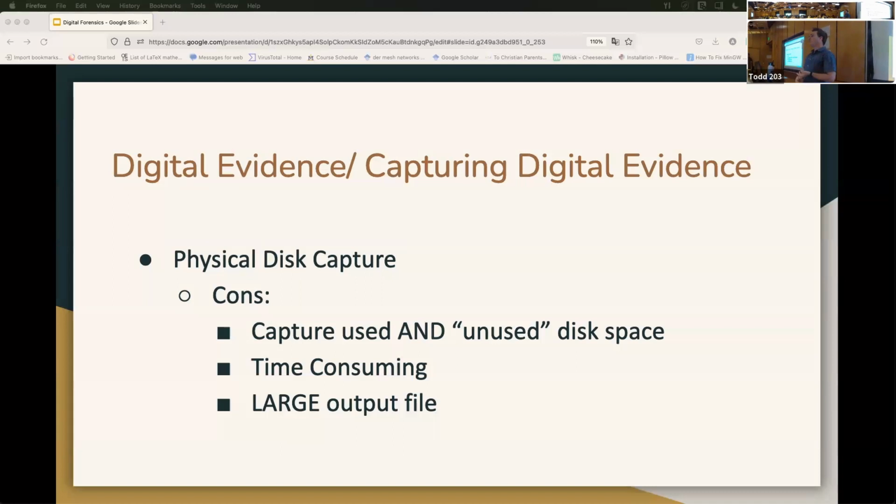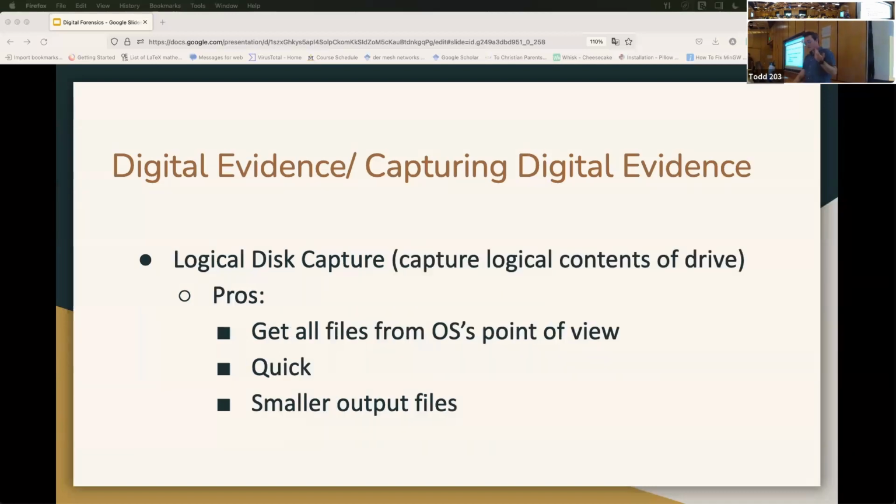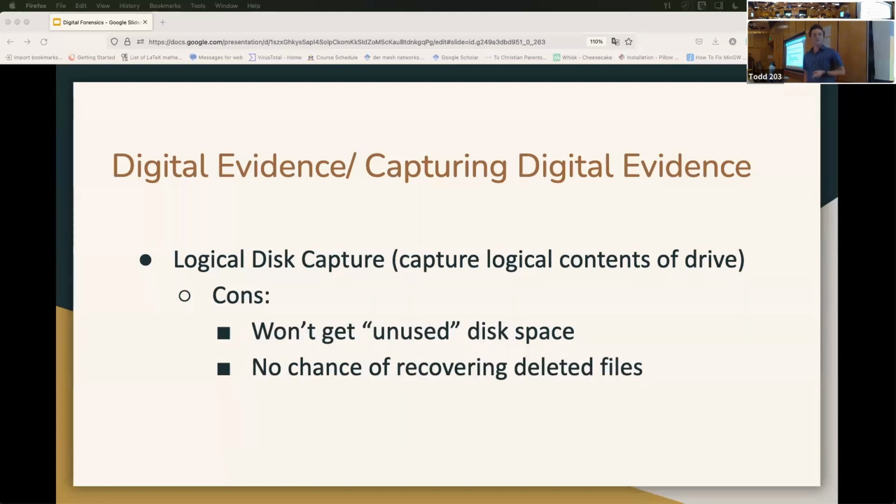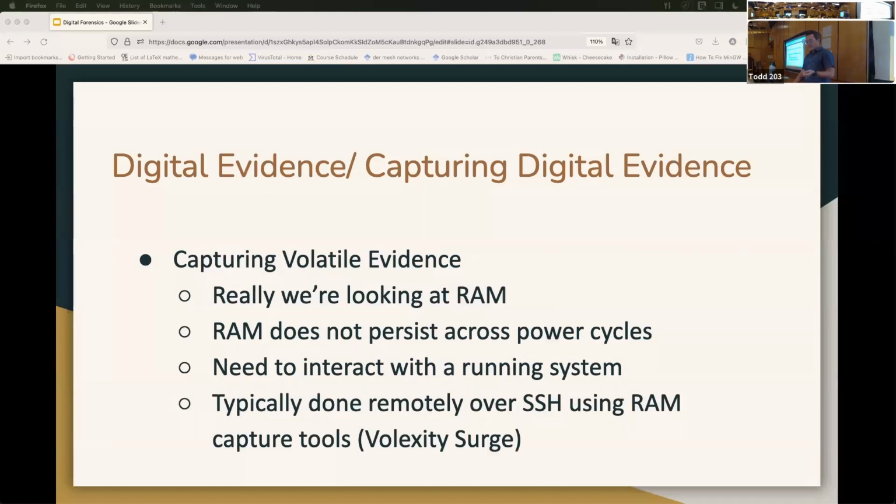And you are going to have a huge output file to have to sift through. On the other hand, we have logical disk capture. This gets all the files from the OS's point of view, so pretty much just gives us our file system. It's quick, you get smaller output files. These are all great things. However, we're not going to get our unused disk space, and there is absolutely zero chance that we are going to take a look at any deleted files, because the unused disk space is where those deleted files live.